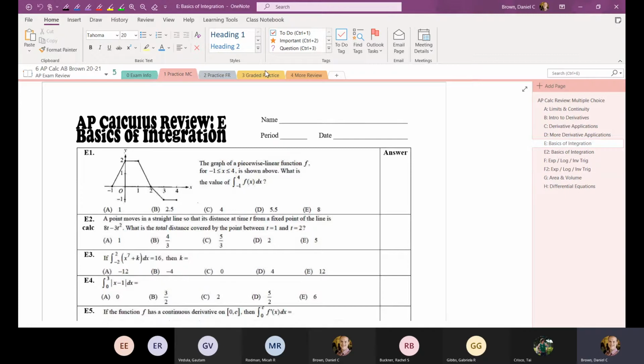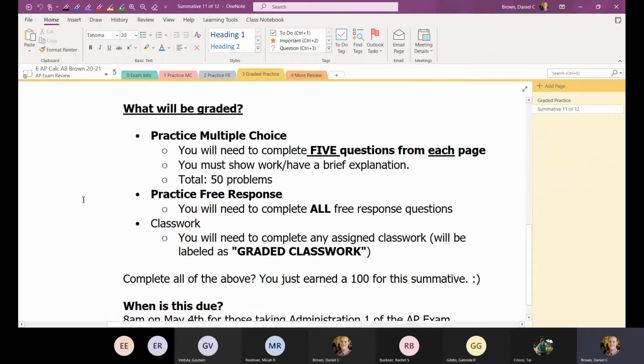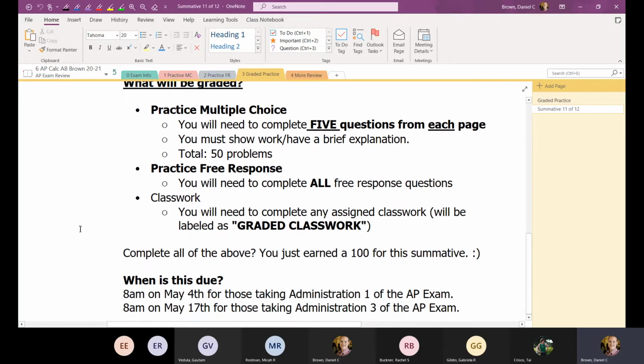And then bare minimum from the free response, I do want you to do all of those. Right? I try to choose just 1 question of each type of possible free response that you could find. There might be some graded classwork that we do, but ultimately it's just like, hey, if you do all this practice, I will give you a 100 as a quiz grade, and then go and find your lowest quiz grade and drop it.